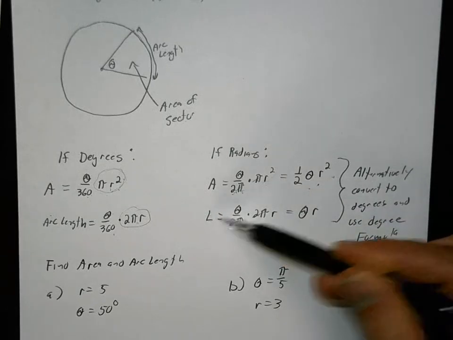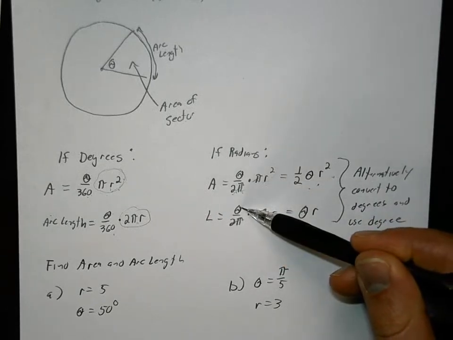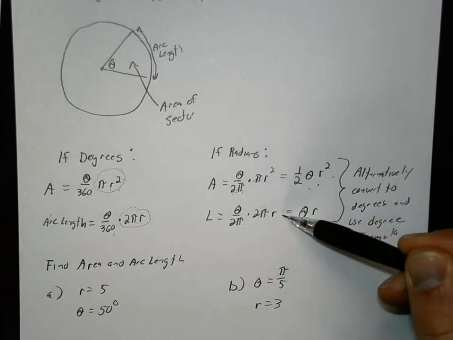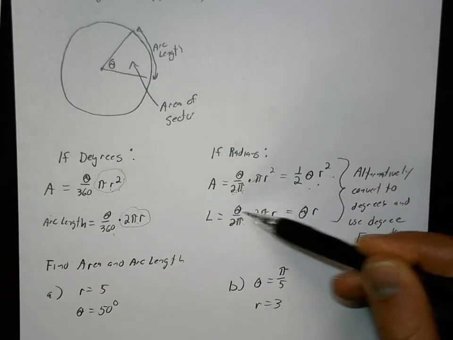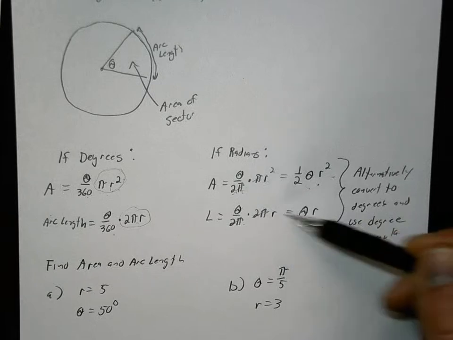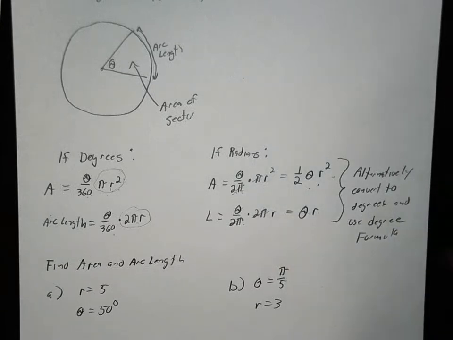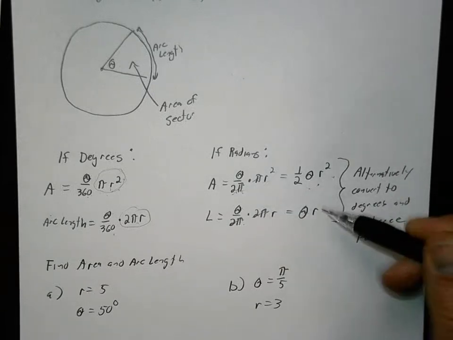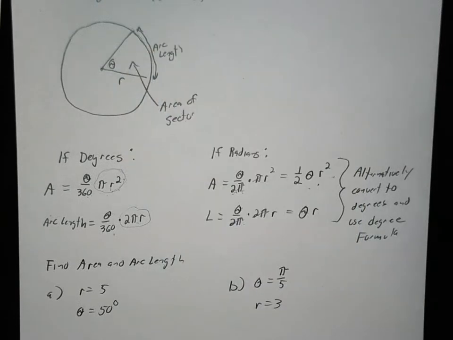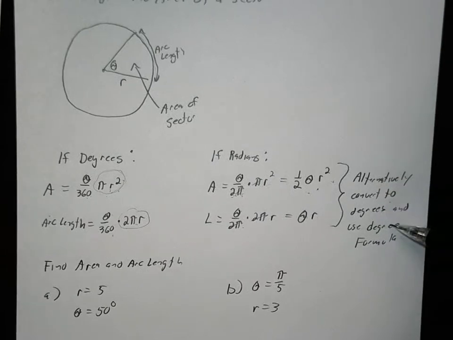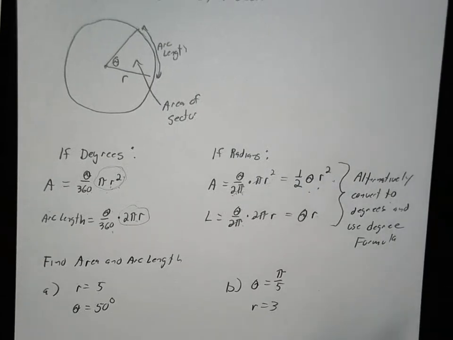Okay, arc length, same thing. Angle over 2 pi times 2 pi r, the 2 pi's cancel, and you can simply get the answer by taking the central angle times the radius. This is the radius here of the circle. Alternatively, we could convert the radian measure to degrees and use these formulas if you want. It actually gives you a cleaner answer that doesn't have pi in it.